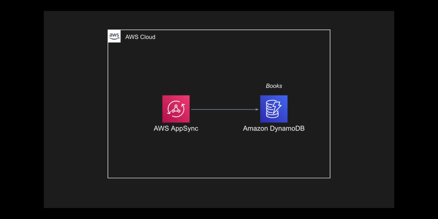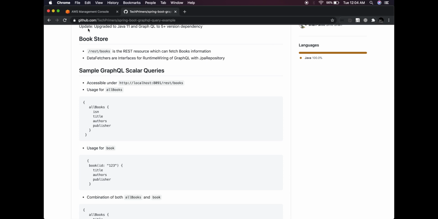And finally, I'm going to use an endpoint to access the data from AppSync. I'll be showing you via Postman on how you can query GraphQL endpoint and retrieve the data. And all these are going to be done without writing any single piece of code. So let's get started. Let me log into my AWS console.